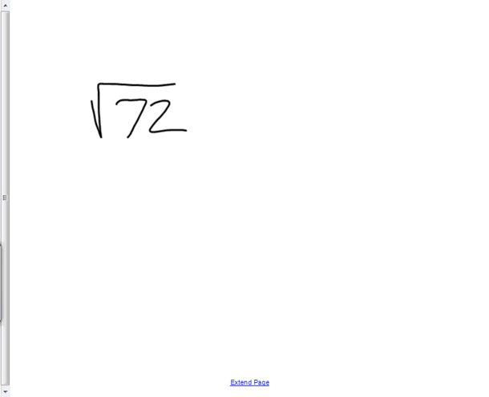Now, I don't want the decimal for it. That's not what we're looking for here. I'm looking for simplify this, break this down. Now, I know some of you are going to be going, okay, 9, 8. 9 times 8 is 72, and you're right.